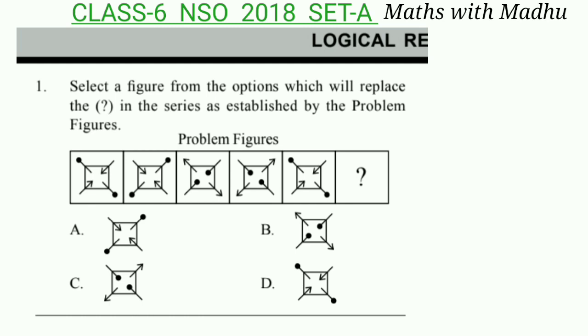Let's start with the logical reasoning portion. Question number 1. Select a figure from the options which will replace the question mark in the series as established by the problem figures. Look at the problem figures. They are just moving one step in clockwise direction. So the question mark figure will be option A.